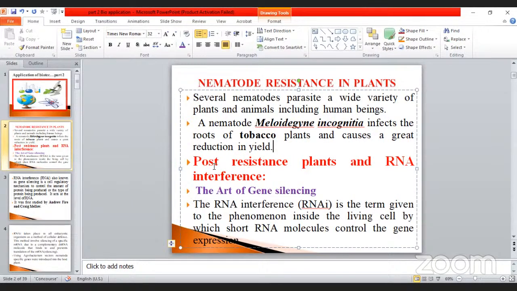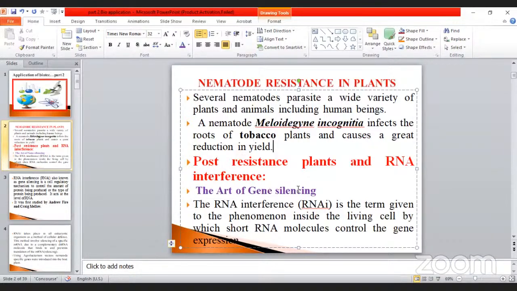And the next one is pest resistance in plants, and RNA interference. What is pest resistance? After the production of any plant product, it will also fight against many diseases. Such a category is called pest-resistant plants. See that the art of gene slicing is a part. What is the meaning of slicing? Slicing is nothing but making a small fragment. We make a cut. It is a very good art.